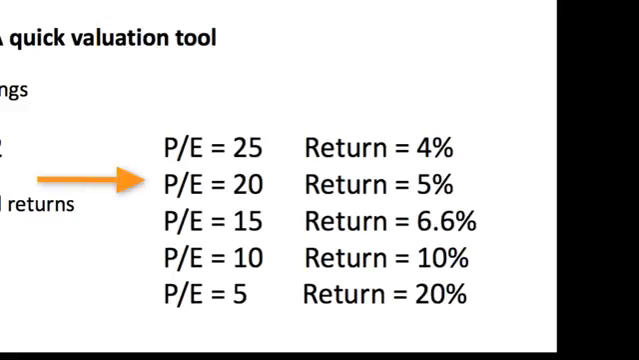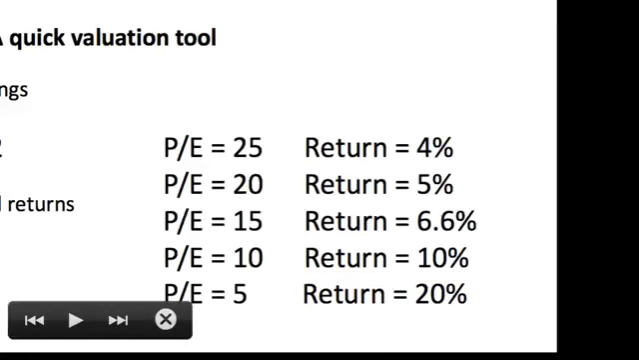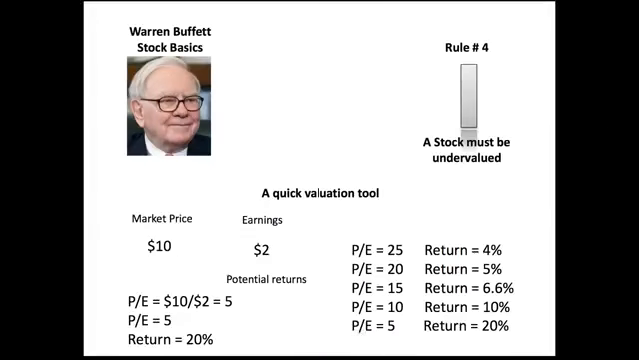Now when you look at the PE of 20, your return goes to 5%. And as you go clear down to the PE of 5, which is the one that we had for Nancy's business, the return actually goes clear up to 20%, which is pretty high. Now, the thing you've got to realize is when the PE is really low like that, and your return is really high, what you can expect is that your margin of safety is going to get worse. So we just looked at the price to earnings.